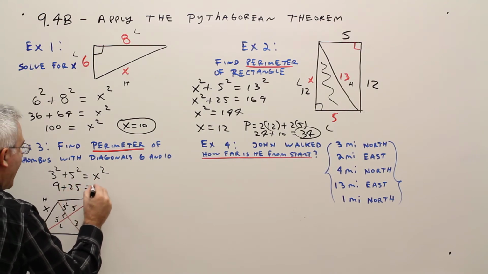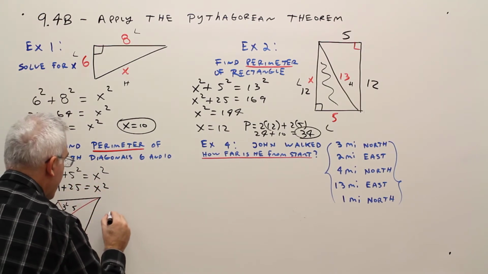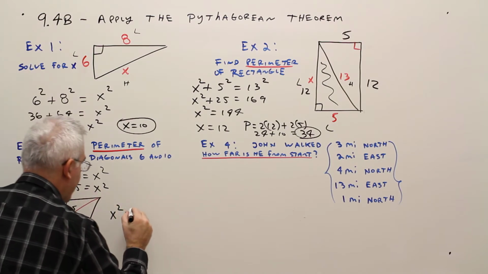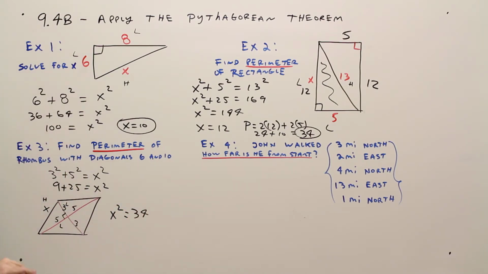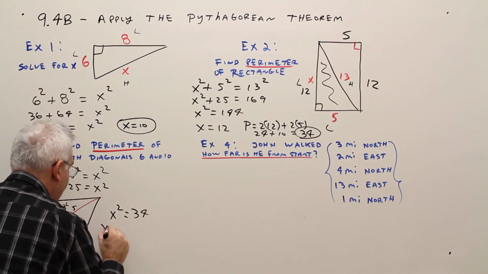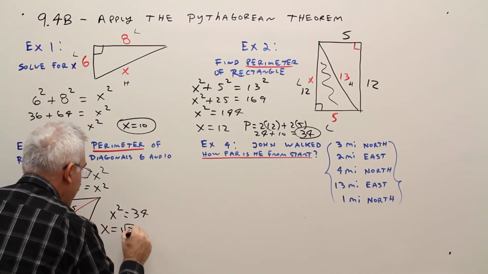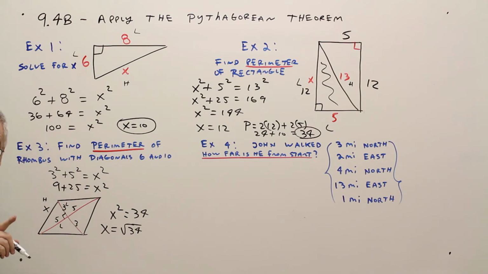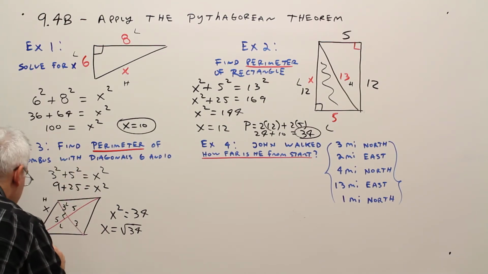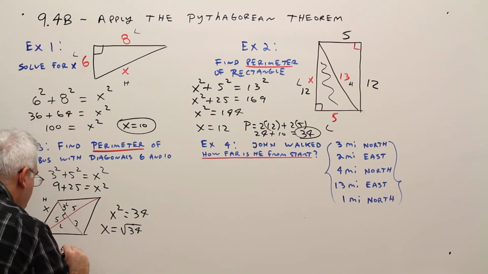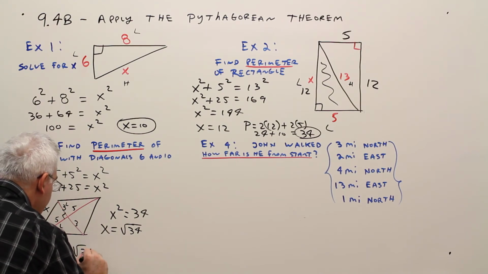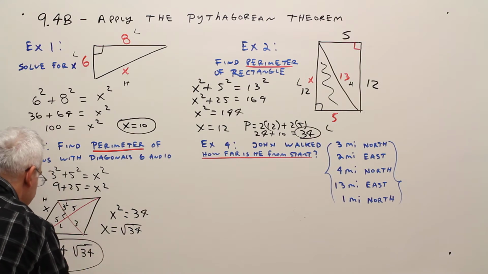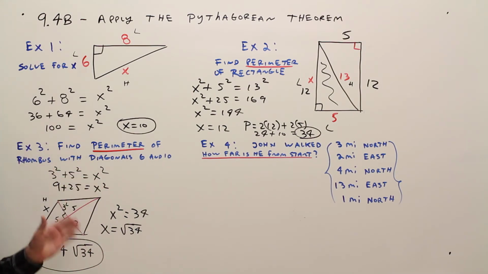9 plus 25 equals x squared. X squared equals 34. Again, I will not take the negative square root. I can't have a negative side length. So x equals the square root of 34. That cannot be simplified. They don't care about x. They want the perimeter. So the perimeter would be 4 times the square root of 34. Okay, again, always remember to answer the gosh darn question.